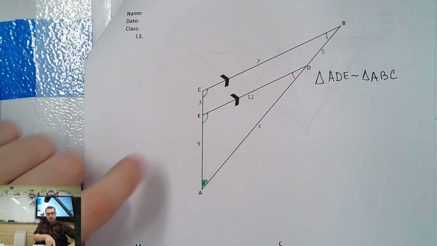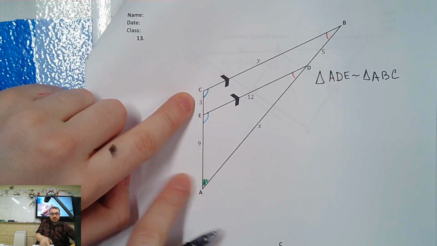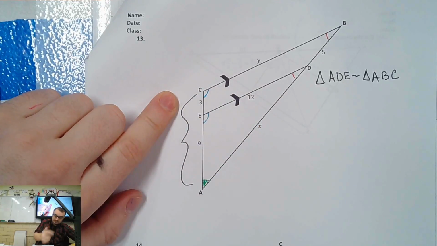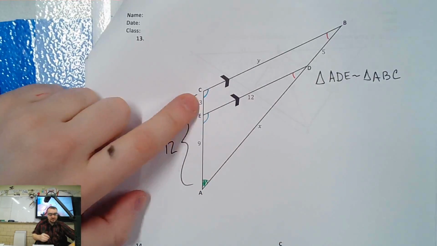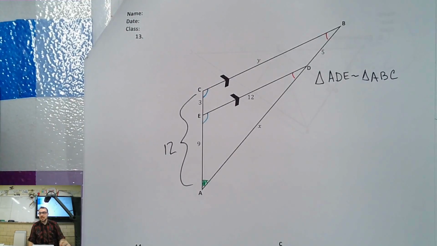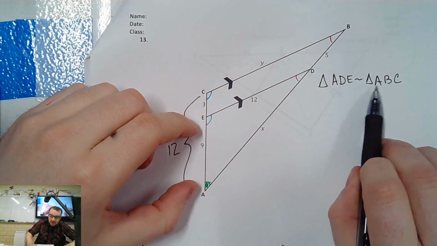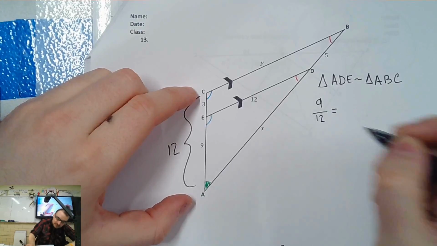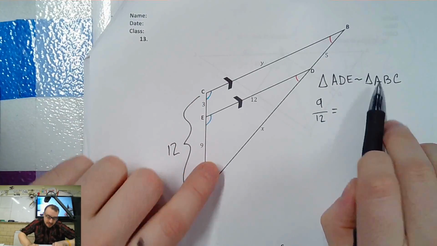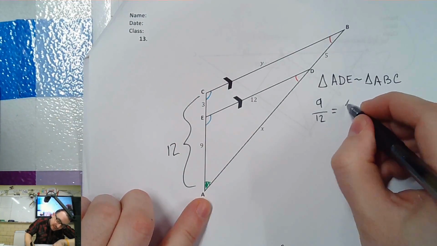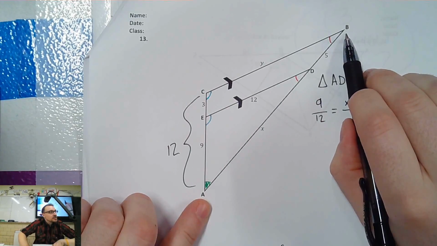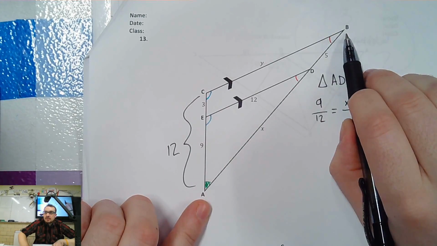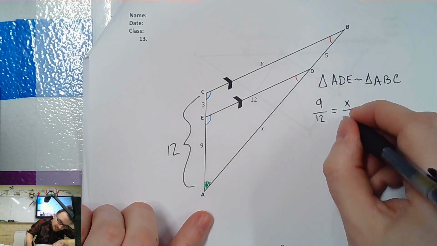If not, you can just be like, look, between blue and green is 9. Between blue and green is how much for this side? 12. So we know AE goes with AC, right? So 9 goes with 12. AD and AB. AD is this. That's X. AB is what? How long is that? 5. AB, yeah, X plus 5.